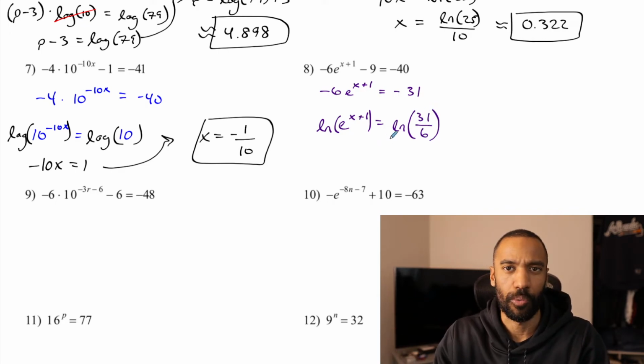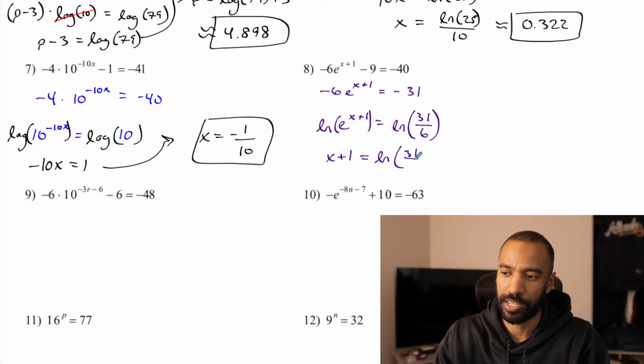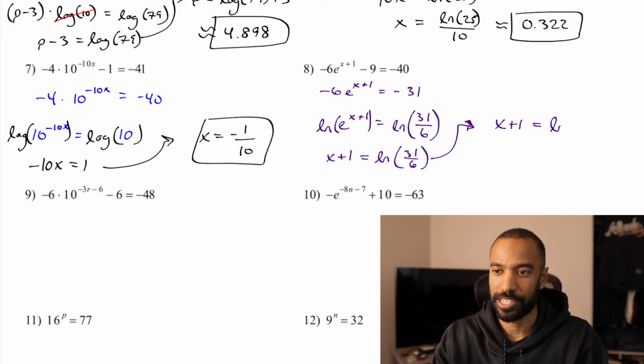Your new natural log is going to be a weird number anyway, right? So all cancels out but the x plus 1. You get x plus 1 is natural log of 31 over 6. So x plus 1 happens to equal... x happens, that's the same thing. X happens to equal natural log of 31 over 6 minus 1.